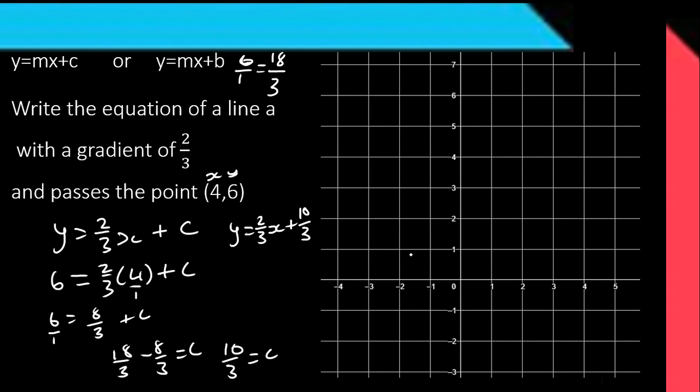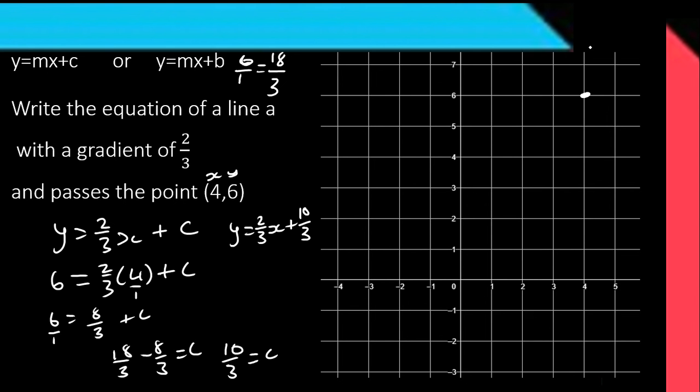So if I'm going to plot this, it's a little bit more difficult because my y-intercept is a fraction. So to graph it, it might be better just to graph the ordered pair, which is 4 and 6, which is here. And then I can do the rise over the run.